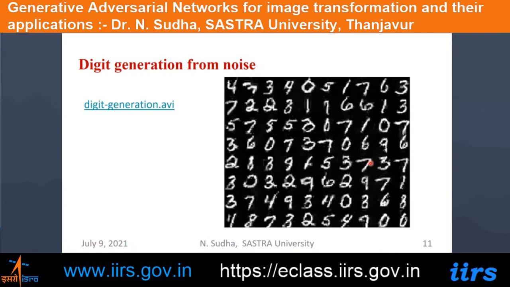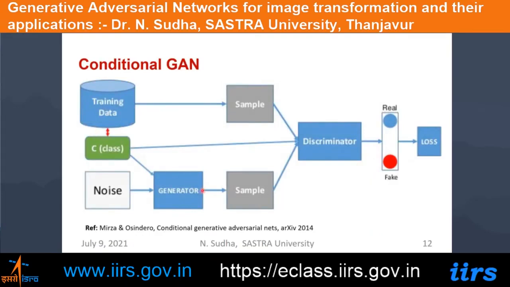So if I want to generate only 5, then I want to give the class input also to the generator along with the noise. So not only the noise, but also the class input is given to the generator. So if I give 5 as the input to the generator, then the sample output it generates will be close to 5. So that is the conditional GAN. We are giving some condition to the generator to generate a particular class of image.